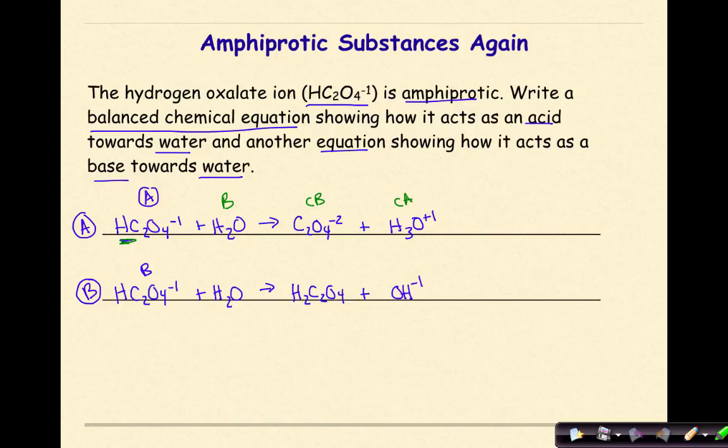So if we had to go through here and label everything, the HC2O4 minus 1 is my base, the H2O is my acid, the H2C2O4 has to be my conjugate acid, and the OH is my conjugate base, which makes sense because if I look at the reactants and products that only differ by a hydrogen, I have the H2O and the OH, that's a conjugate acid-base pair, and the HC2O4 minus 1 and the H2C2O4 as the conjugate acid. They only differ by a hydrogen, therefore they are a conjugate acid-base pair.